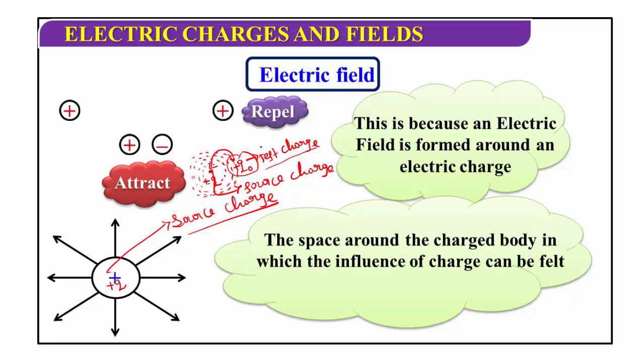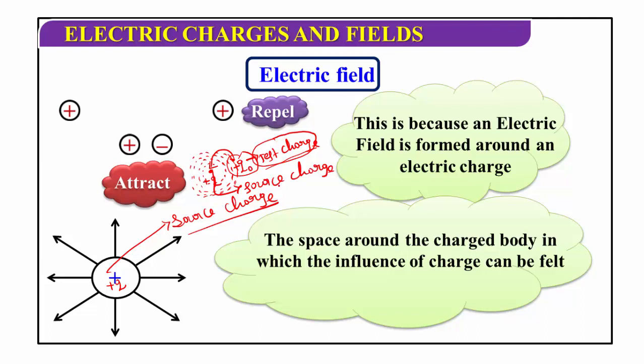The best example for this test charge is the unit positive charge, we say. Unit positive charge is 1 coulomb of charge. The region around the electric charge is called electric field, or the space around a charge in which its presence is experienced is called electric field.